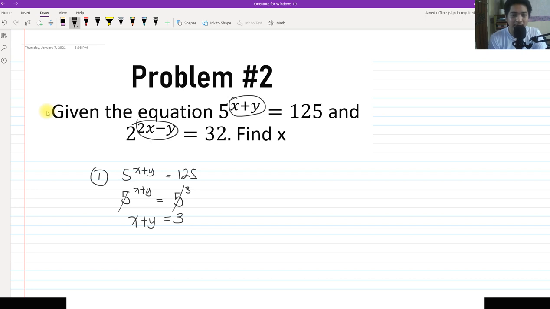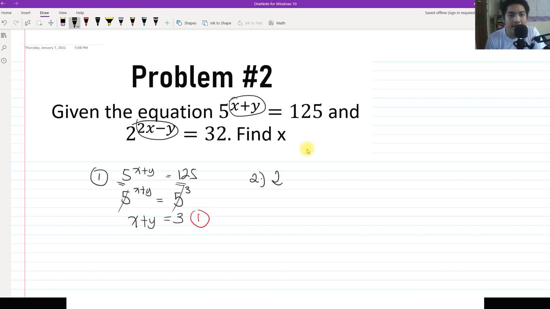If we do the same with base 2, we will have this equation. We have to remember that if they have the same base already, we can equate their exponents. So we have equation 1 here. For number 2, what are we going to do?